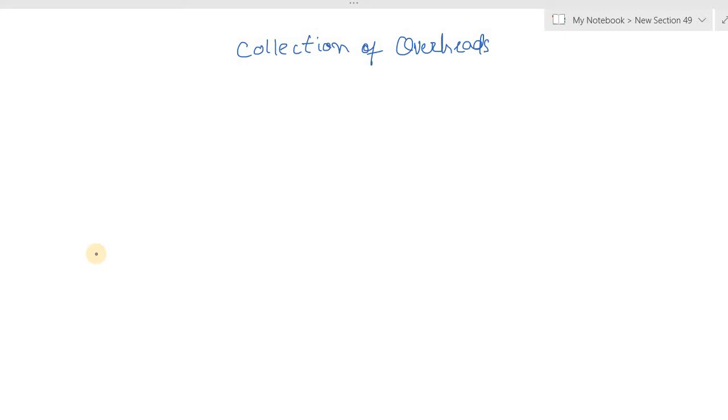Hello students, in our chapter overhead, today we will get knowledge about collection of overheads. Overheads are collected under various heads. Some points are to be kept in mind while choosing a head for such collection.